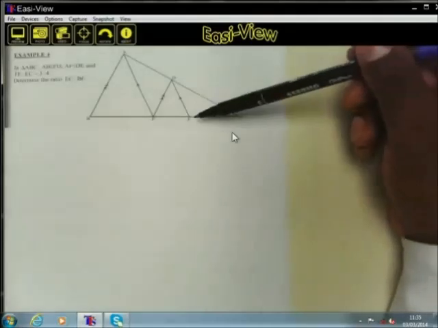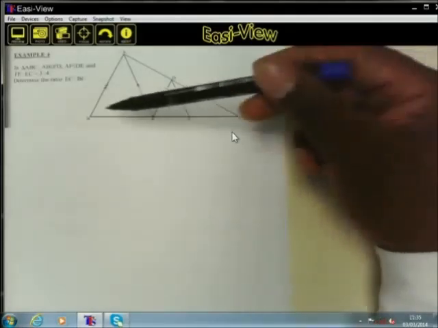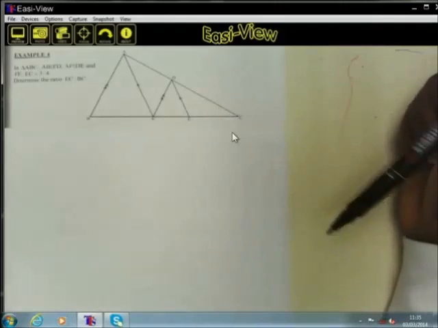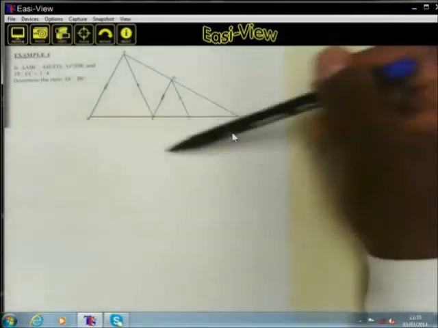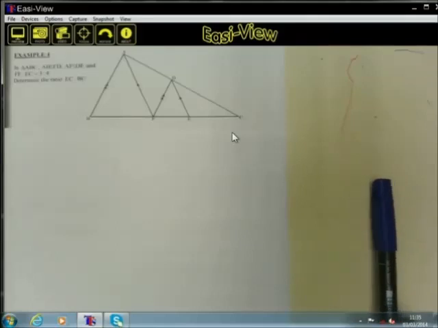The question states, determine the ratio EC to BC. I'm going to give you about 5 minutes to find the solution. In 5 minutes' time, we'll then carry on with the solution.